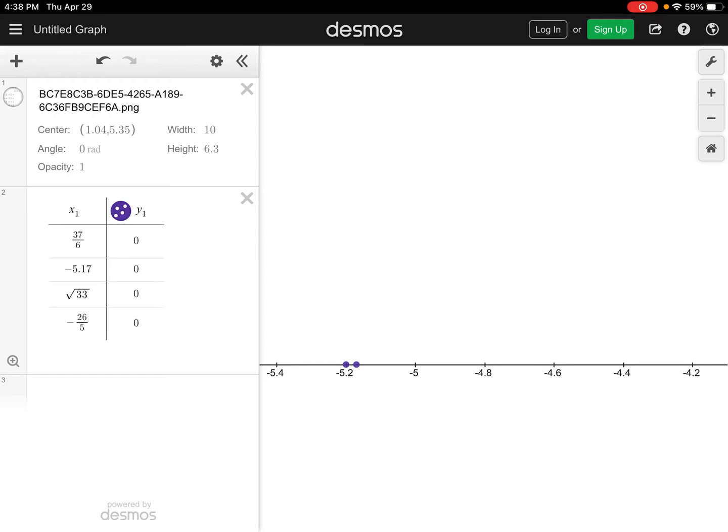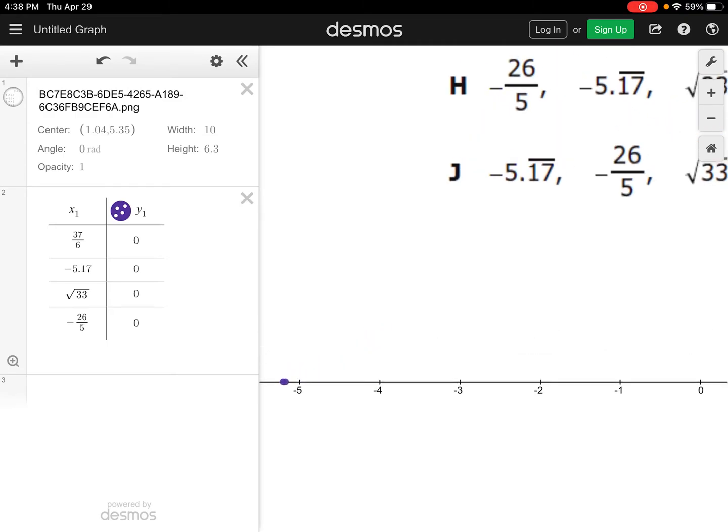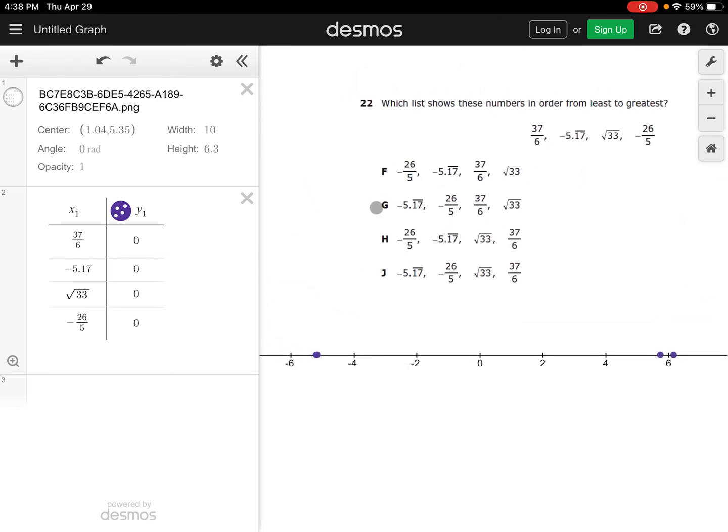These two got pretty close to each other, so let me see. This one's negative 5.2, and then negative 5.17. So it looks like negative 26 over 5 is the first number. The second number was negative 5.17 repeating. So I can get rid of G and J. I just have F and H left.